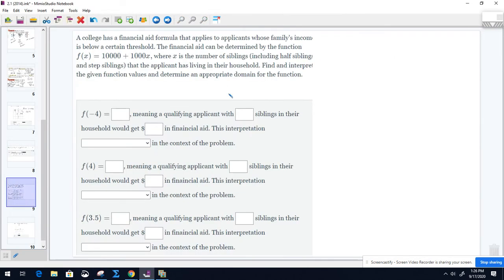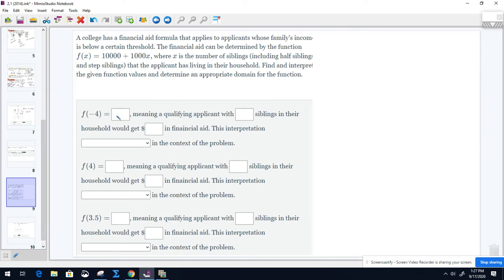All right, let's take a look at another problem. This one is a little bit wordy, but again, just understand, what is this -4? -4 is the domain. So this says a college has a financial aid formula that applies to applicants whose family's income is below a certain threshold. The financial aid can be determined by the function. So they give you this function, 10,000 plus 1,000x, where x is the number of siblings, including half siblings and step siblings, that the applicant has living in the household. Find and interpret the given values.